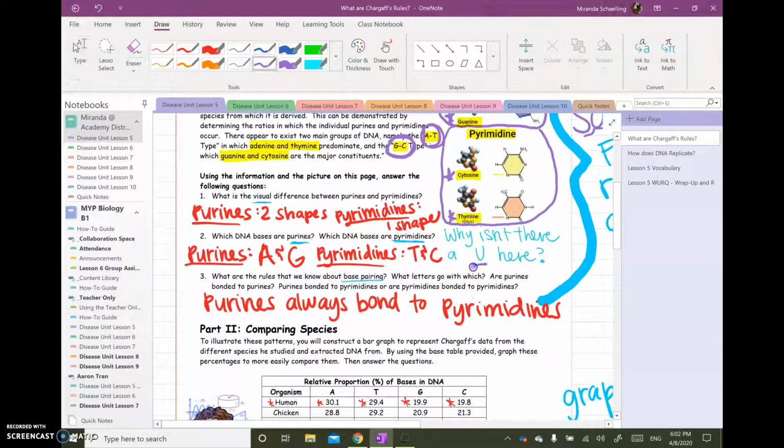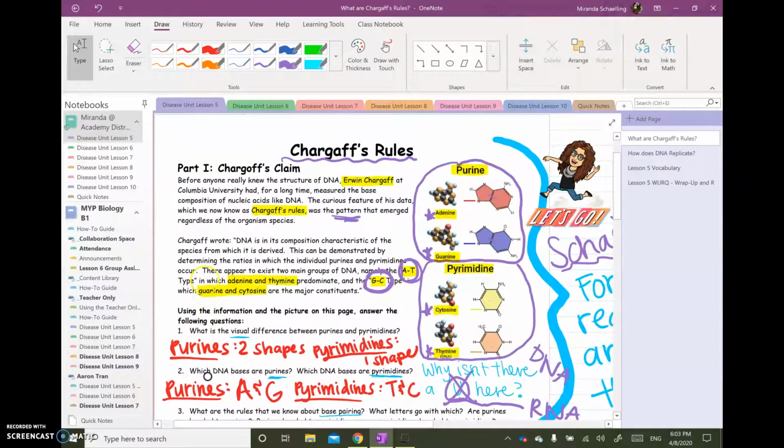Why isn't there a U here? That's a great question, and that's because it's all DNA. Remember, U's are associated with RNA, and so since we're not looking at RNA today, we're not going to have any U's. All right, next question.